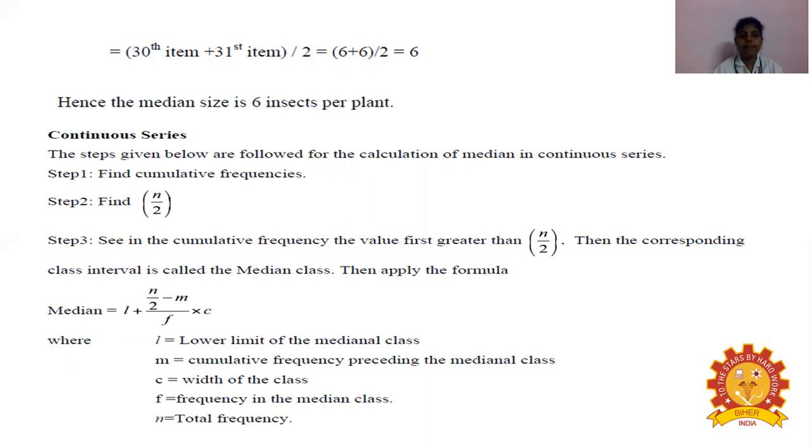Here L represents the lower limit of the median class. M means the cumulative frequency preceding the median class. C denotes the width of the class. F represents the frequency in the median class. N means the total frequency.